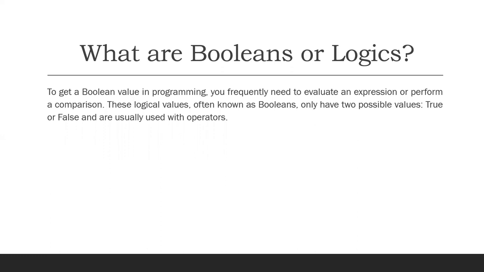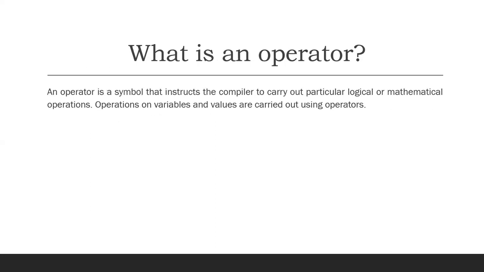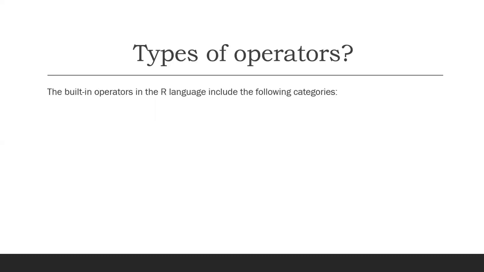Now, we will also learn about booleans and logics by doing the implementation in our studio, but first, let's see what operators are. An operator is a symbol that instructs the compiler to carry out particular logical or mathematical operations. Operations on variables and values are carried out using operators. Now, you might be wondering about the types of operators, so let's see them. The built-in operators in the R language include the following categories.